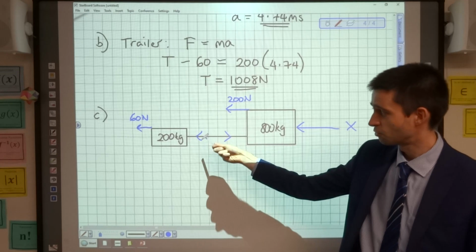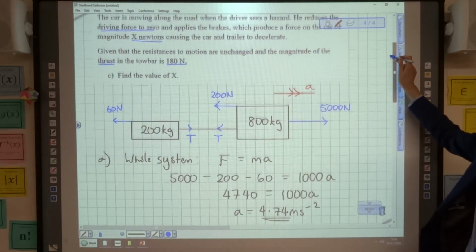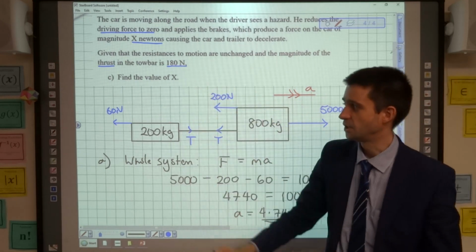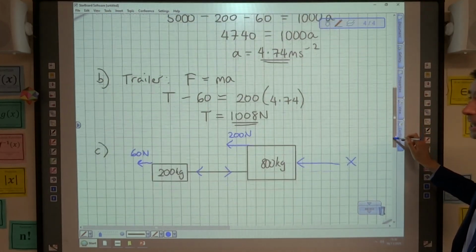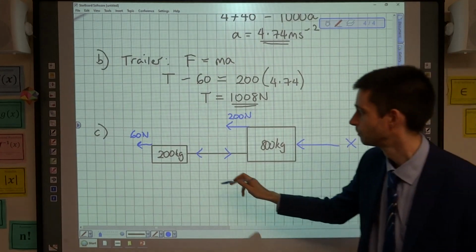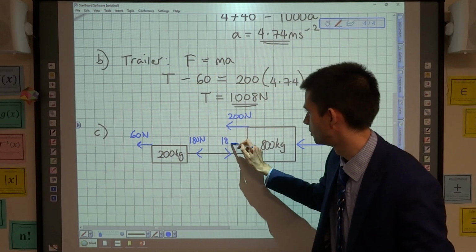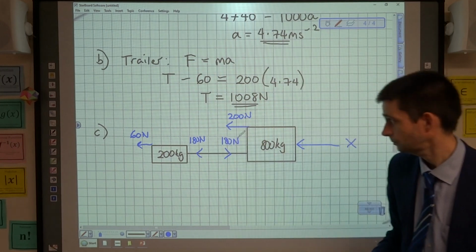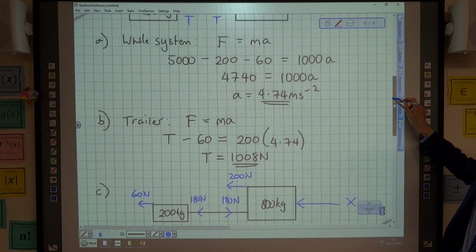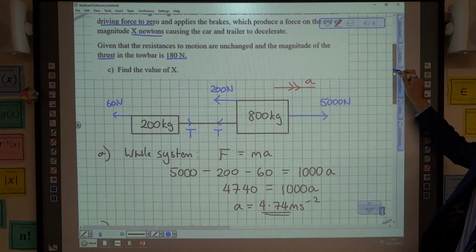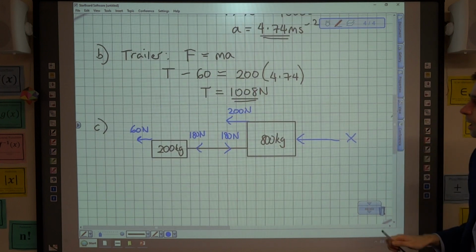So this is the thrust in the tow bar, which we're told in the information given is 180 newtons. So the crucial point here is that thrust is going in the opposite direction to tension. So we have 180 newtons here and 180 newtons here. And that is all the information that I have on my system. Now I'm being asked to find the value of x.